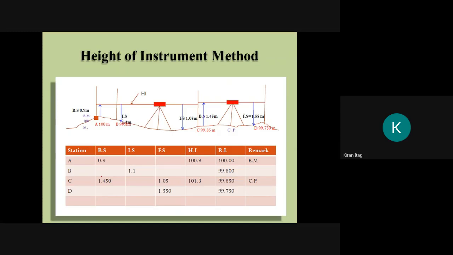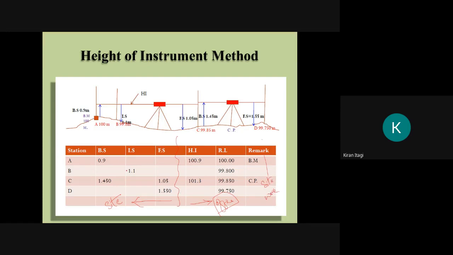So this is our tabular column. The columns will be station, back side, intermediate side, fore side, height of the instrument, RL, and remark. Back side, intermediate side, and fore side are site work, and the height of the instrument and RL calculations will be office work. This one will come in the site work.